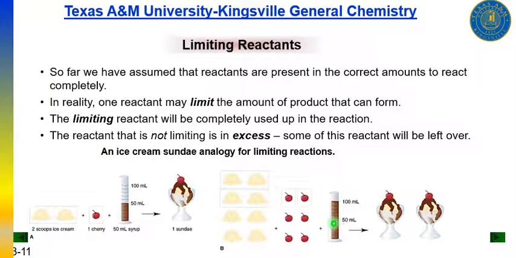This ice cream will be completely consumed first. And then you use the amount of this syrup, the limiting reactant, to calculate the product yield. And after the reaction, this syrup has nothing left. But your ice cream and the cherry, they do have the leftover. The ones which are not limiting reactant will be in excess.